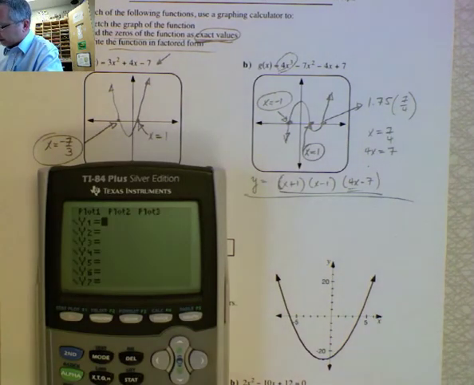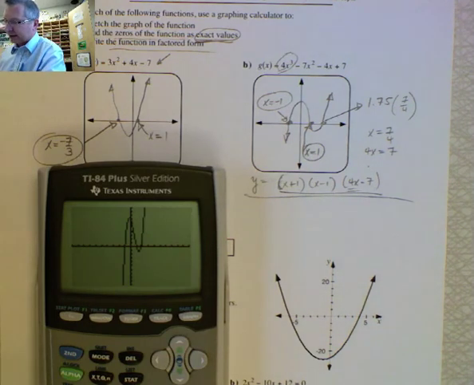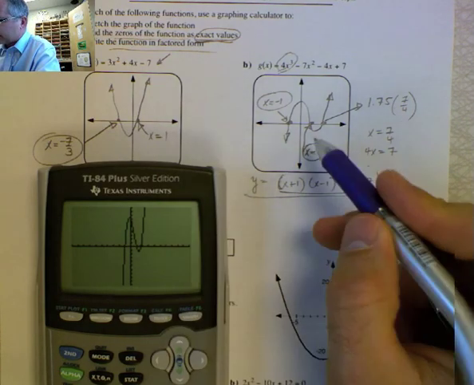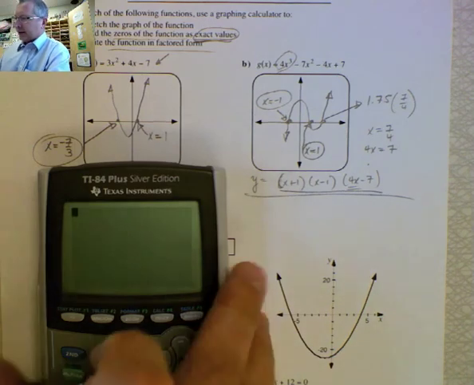And when I go in and graph x minus 1, x plus 1, and 4x minus 7, I do indeed get the same graph that I got before. So by doing the graph, I actually checked to see did I get the same graph, and I didn't, so I was able to go back and fix an error that was there. So there we have it.